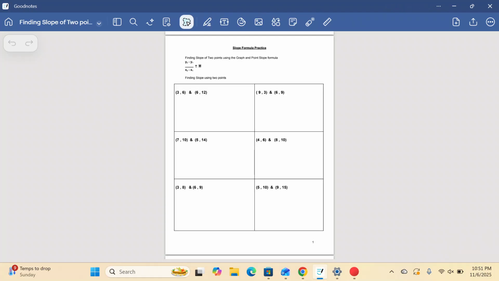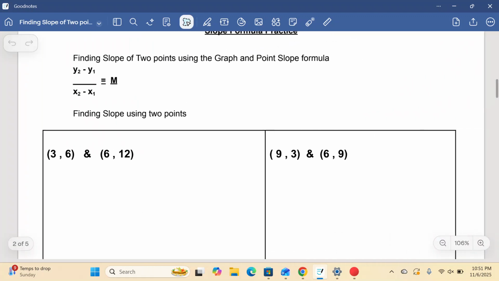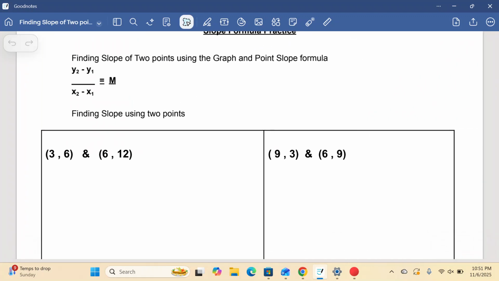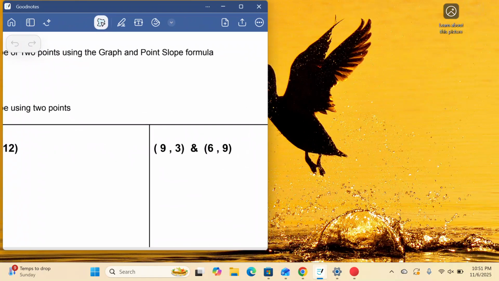Before, we had the slope formula, where we used to find slope by going y2 minus y1 over x2 minus x1, which equates to our slope. So that right there would give us our slope. But why do we need to find slope if we let Desmos do the work for us? So what I'm going to do is show you how to grab the Desmos.